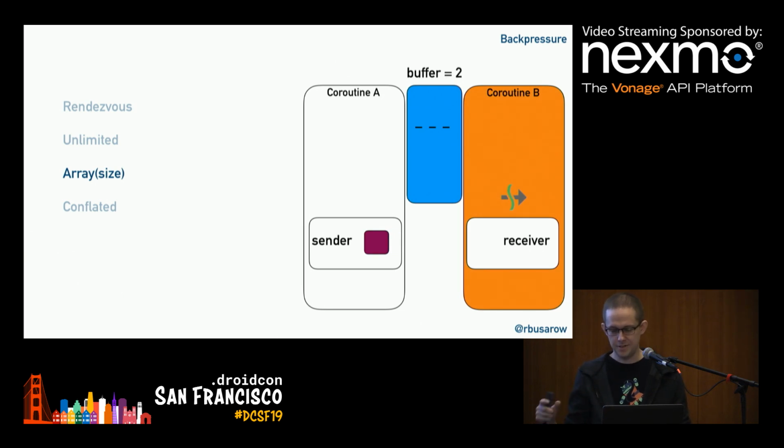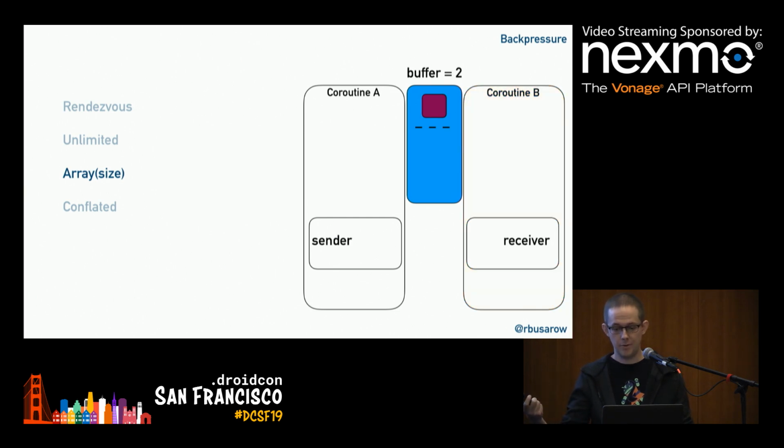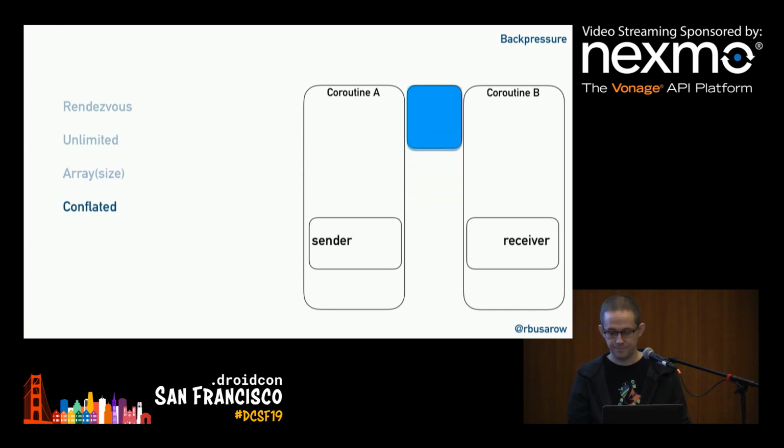So next up is the array, which is basically a balance between the two. You're able to specify a buffer size. So if you send some property and it is not received right away, you're able to send more, but at some point you will suspend until the receiving coroutine is ready to pull something out.